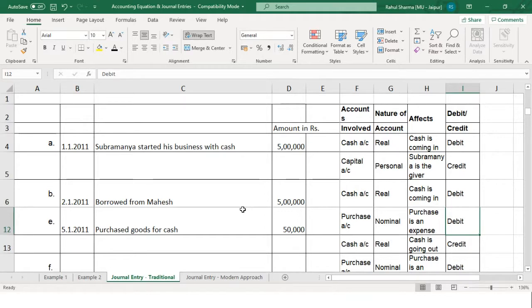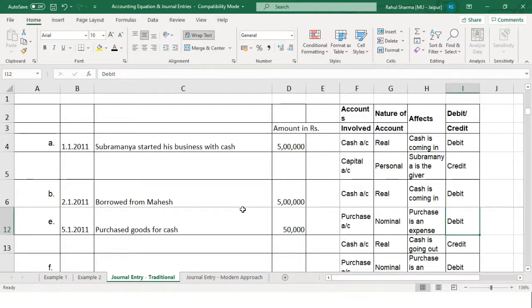Another account involved in this transaction is cash. First of all, we should be very clear: cash is what account? Cash is a real account. And the rule for real account says debit what comes in, credit what goes out. So what is going out is cash, and if cash is going out, I'm supposed to credit it. So I write: purchases account debit, to cash.